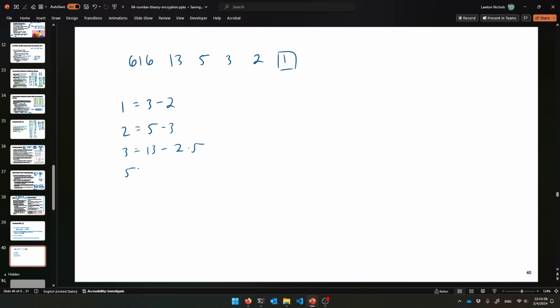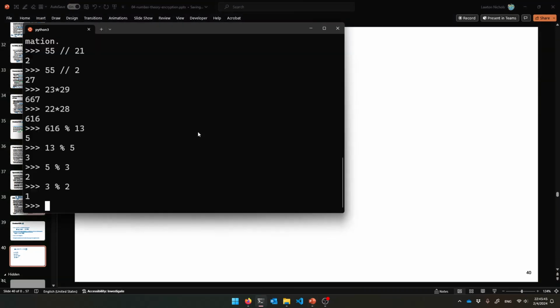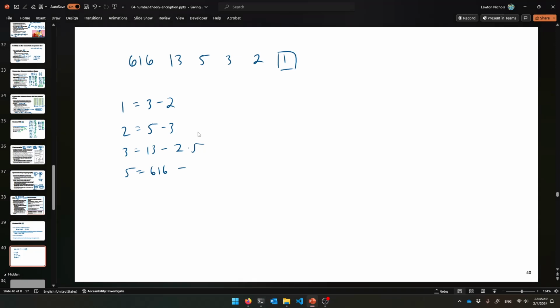So 5 is equal to 616 minus, and then we're going to have to start dividing. What's 616 divided by 13? It's 47. So it goes in 47 times into 616, and then there's 5 left over. So those are our 4 equations. And then let's start filling them back in until we get something involving these numbers equal to 1.